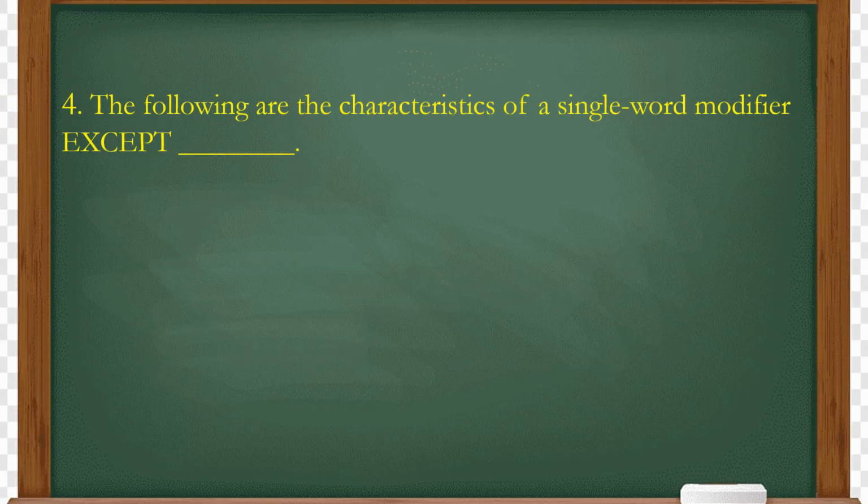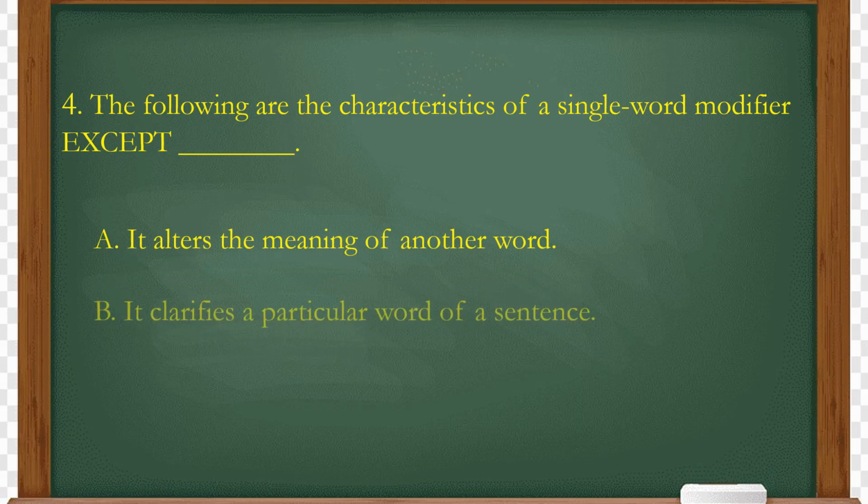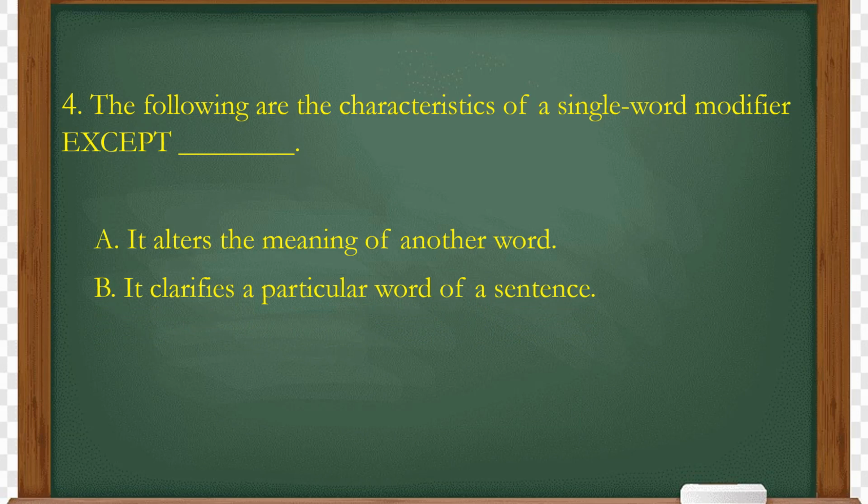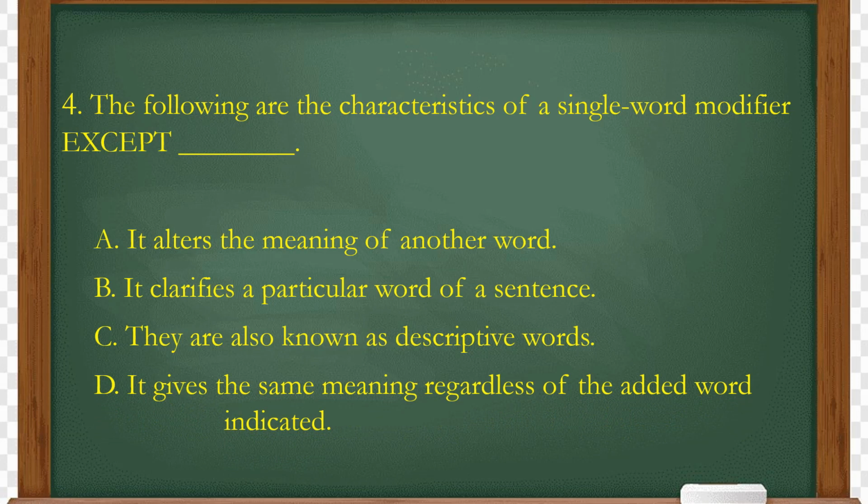Number 4. The following are the characteristics of a single word modifier except A. It alters the meaning of another word. B. It clarifies a particular word of sentence. C. They are also known as descriptive words. Letter D. It gives the same meaning regardless of the added word indicated.